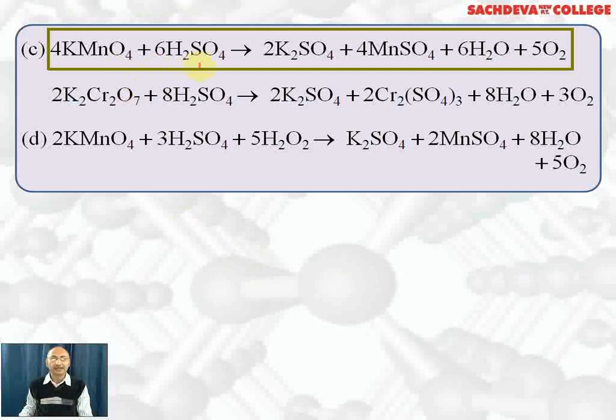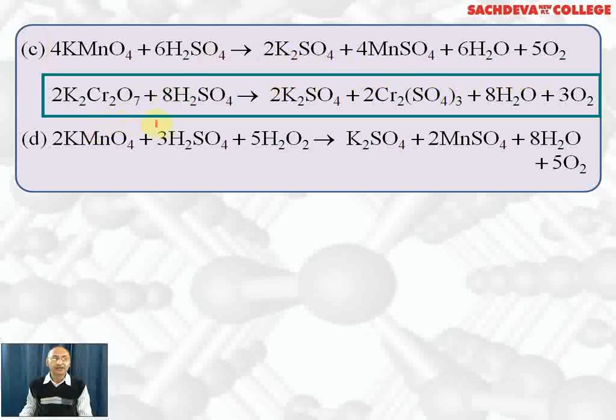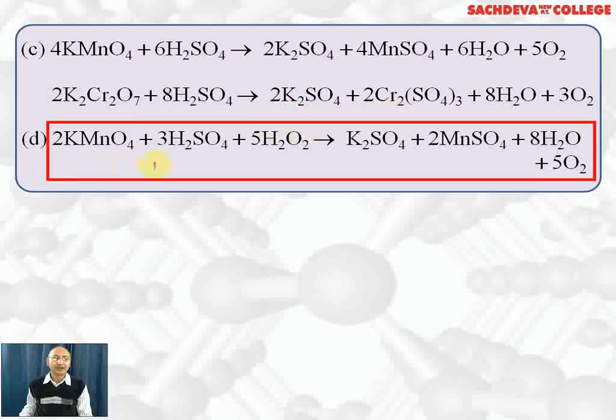KMnO4, when it reacts with sulfuric acid, forms K2SO4 plus MnSO4 plus 6 water plus 5 oxygen. Potassium dichromate also, when it reacts with concentrated sulfuric acid, in both cases we are using concentrated sulfuric acid, we get 2 K2SO4 plus 2 Cr2(SO4)3 plus 8 water plus 3 oxygen. 2 KMnO4 plus 3 H2SO4 plus 5 hydrogen peroxide will give K2SO4 plus 2 MnSO4 plus 8 water plus 5 oxygen.